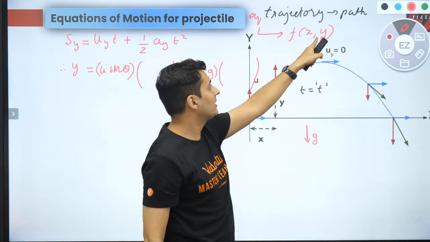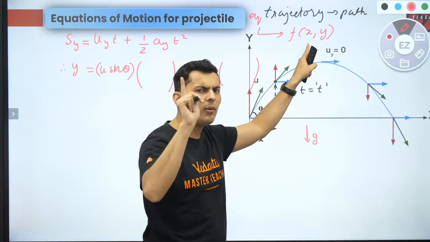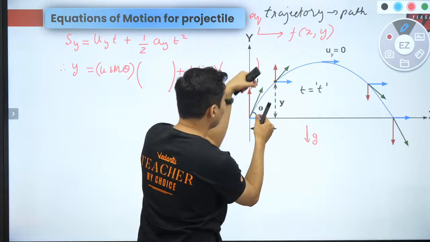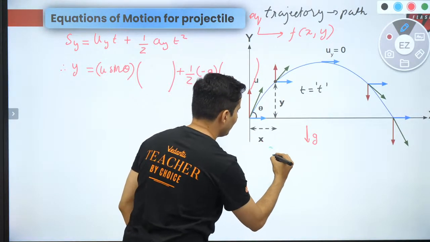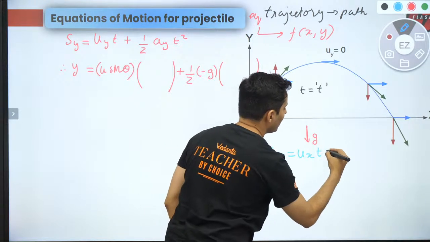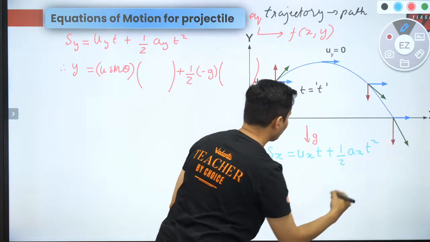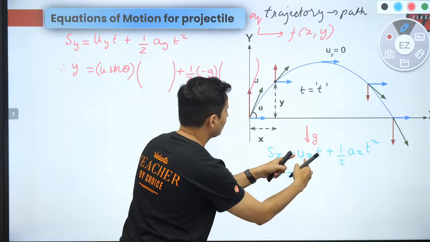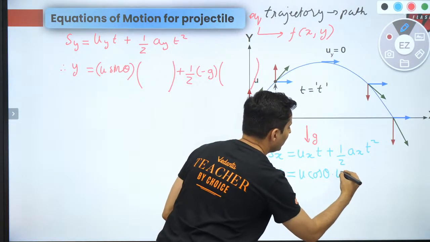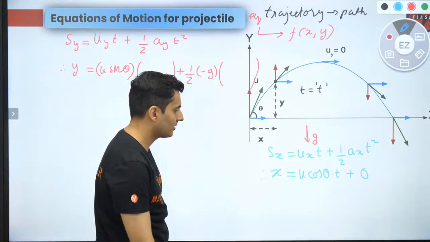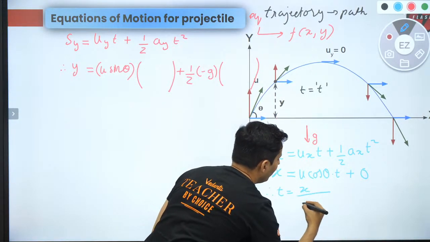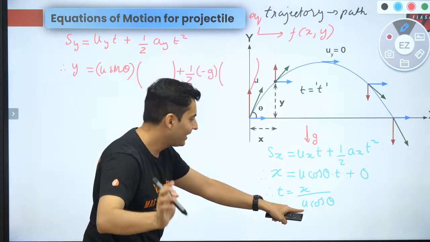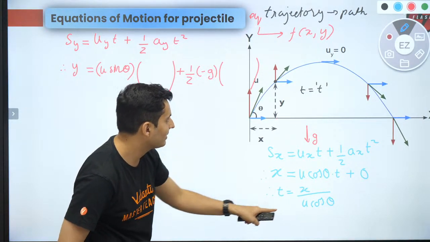Remember, I just told you equation of trajectory never has time, so I have to eliminate time. How do I eliminate time? Well, that's simple. Concentrate only on the x-axis. If you look at the x-axis, the displacement of this particle in the x-axis is just x. So if I use sx is equal to ux t plus half ax t square, what will you get? Displacement in the x-axis is just x, nothing else. Ux, guys, is just u cos theta into t. And remember, ax was zero. There is no acceleration in the x-axis. From this, I'll get time as x divided by u cos theta. I hope you can see that, right?